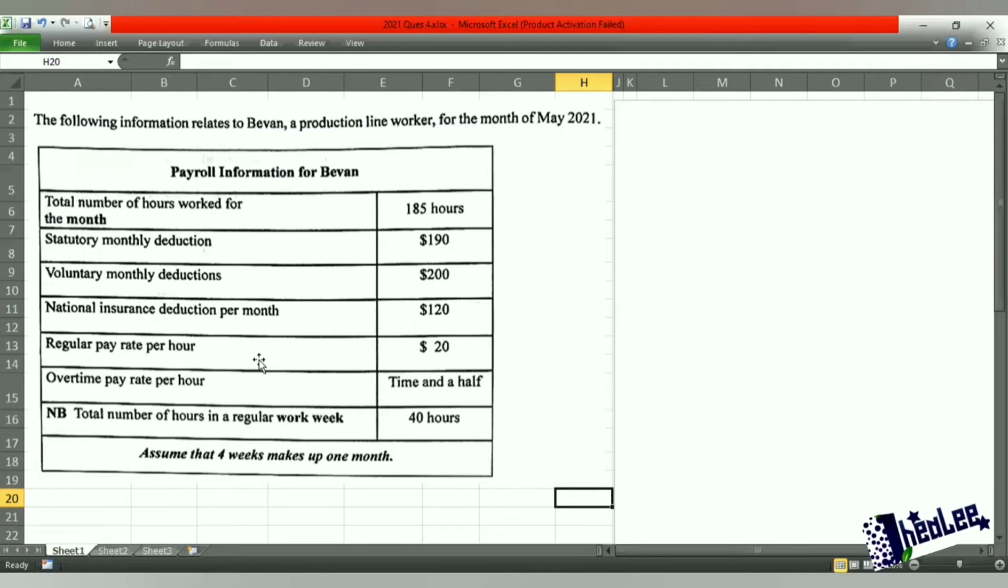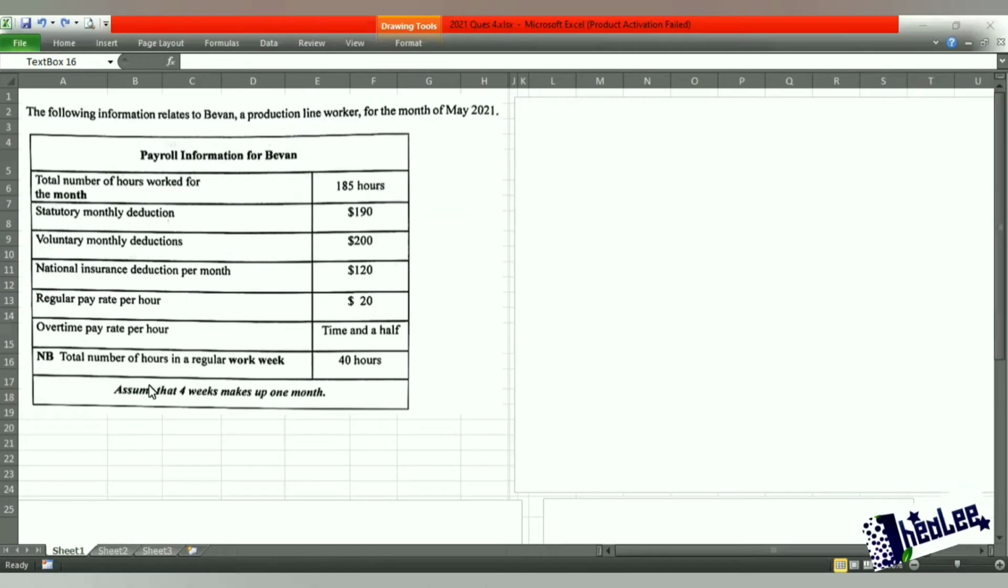Regular pay rate per hour is $20. So $20 for each hour. That is the normal hour. Overtime pay rate per hour is at time and a half, which means that for every extra hour worked outside of the normal hours, the rate per hour there is time and a half. Total number of hours in a regular work week is 40 hours. The final information there: assume that 4 weeks makes up 1 month.